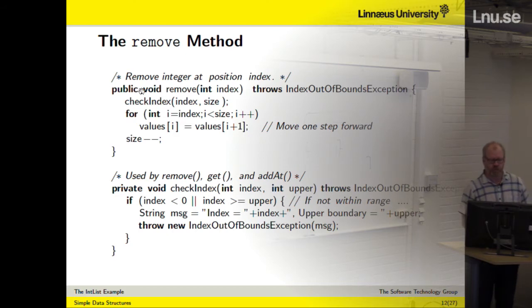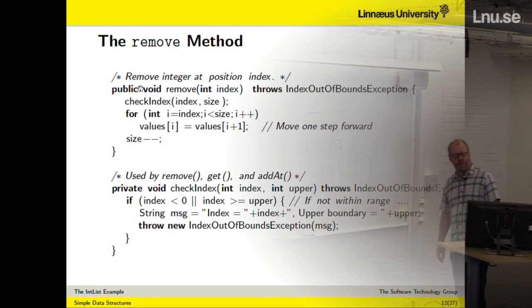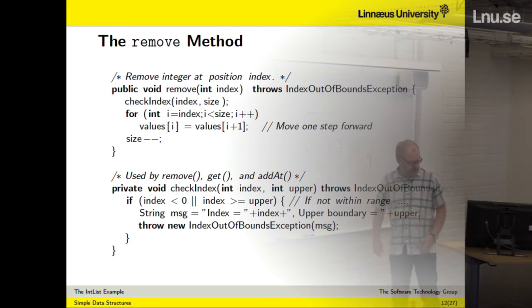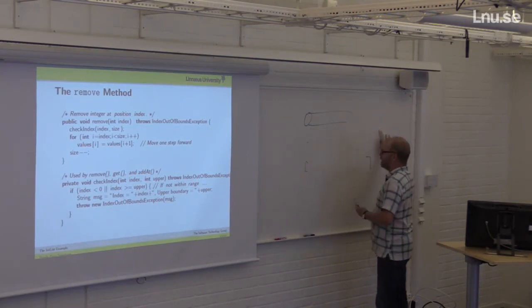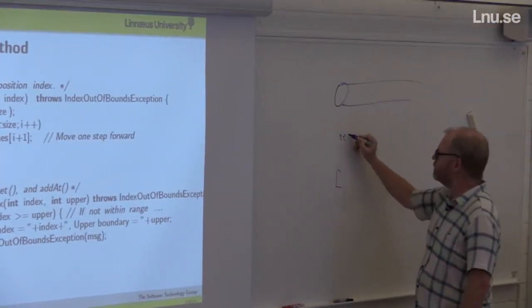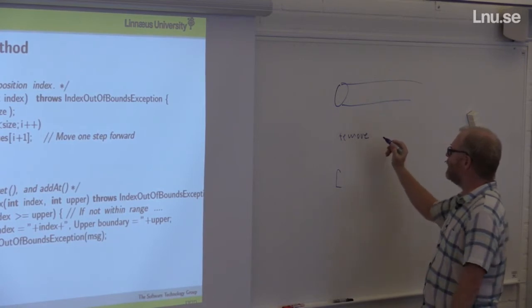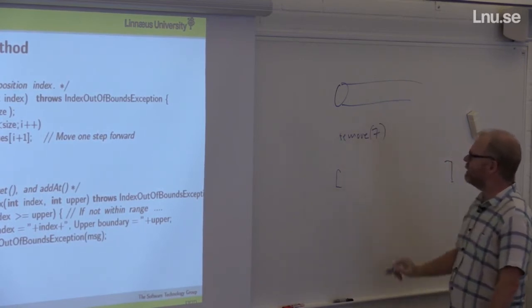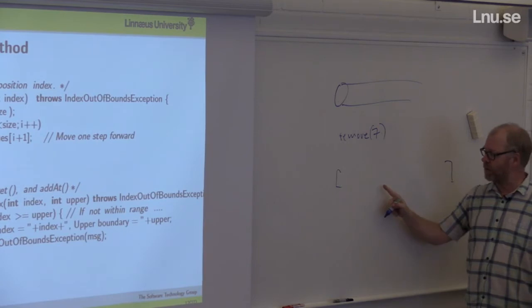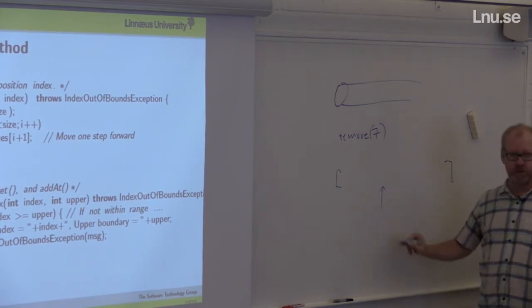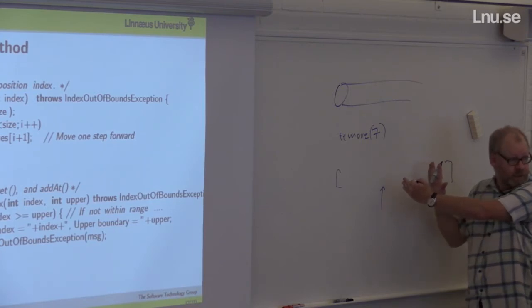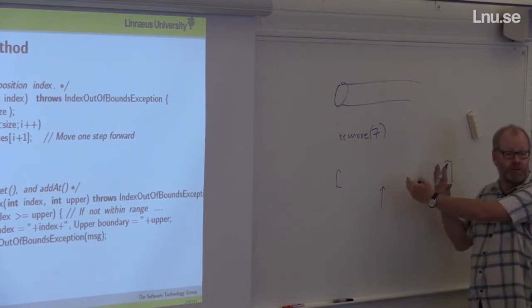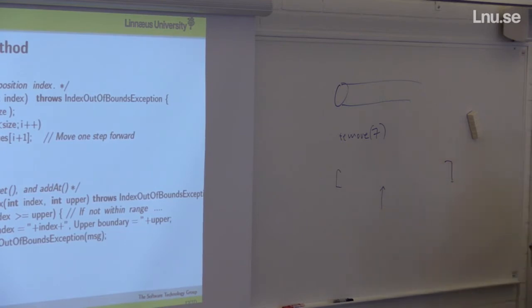Remove. How do you remove an integer at a certain position? We have an array, and I would like to remove the element at position 7. Well, what I have to do is to locate this element, the one to be removed, and then take all these elements and move them one step in this direction. Then I have removed 7 from it. So that's what I'm doing here.